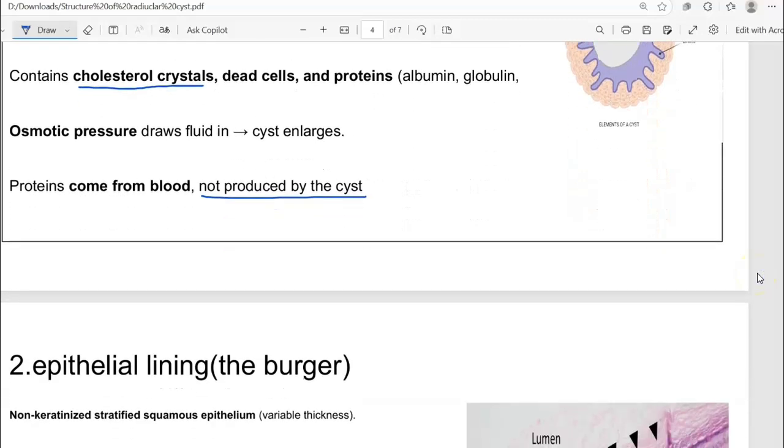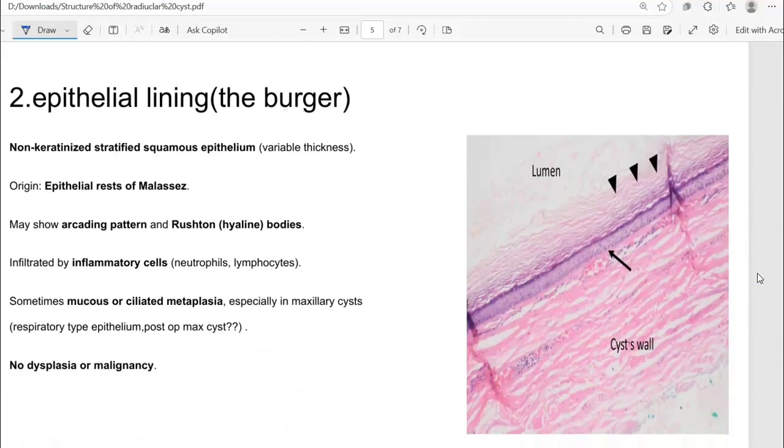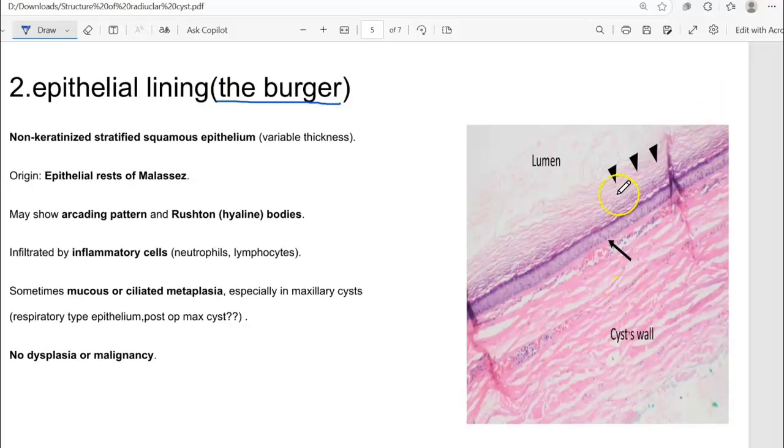Okay, let's go to the other part, which is the epithelial lining, or the burger, as was shown before in our example. So as you can see, it does look like a burger. It's in the middle, trapped in between the lumen and the cyst wall. So it's actually in the middle. We can say it separates the lumen from the cystic wall outside.